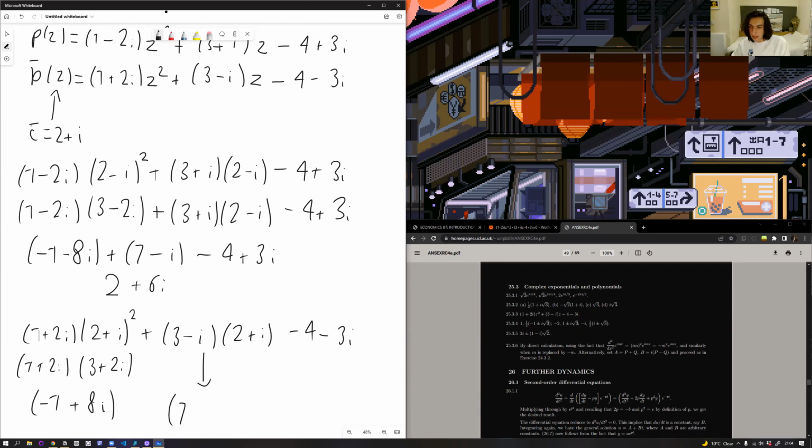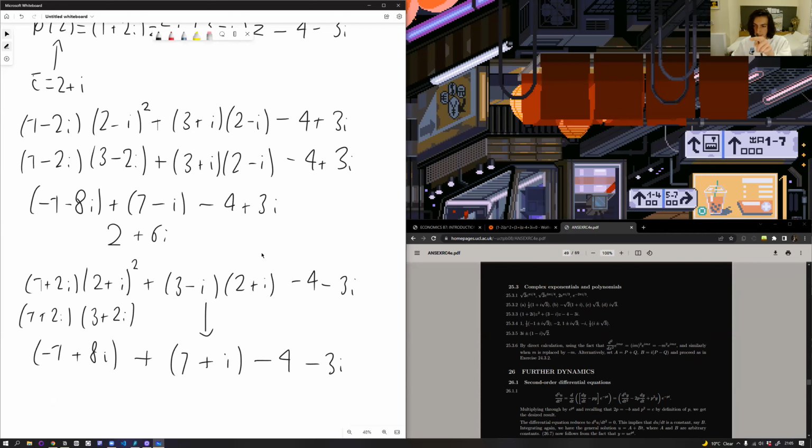Because you're getting 6, yeah, so you'll have plus 3i minus 2i, so it's plus i again. And then minus 4 minus 3i. And then if we solve this again, it's negative 1 plus 7 minus 4, which is 2 again. Okay. And then 8, 9 minus 6. Yeah, it is the same.